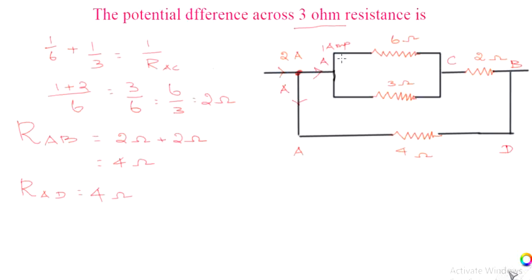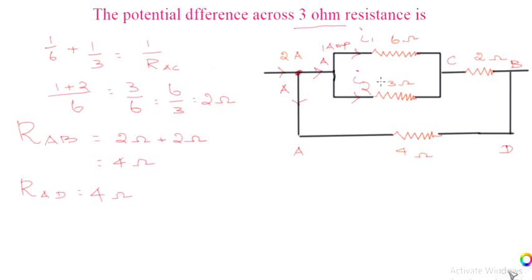Now again there are two branches. Therefore, how much current enters through this or through this, we don't know. But both are in parallel. Therefore, the potential difference across the 6 ohm and across the 3 ohm will be the same because both are in parallel. Therefore, we can divide the current into I1 and I2.